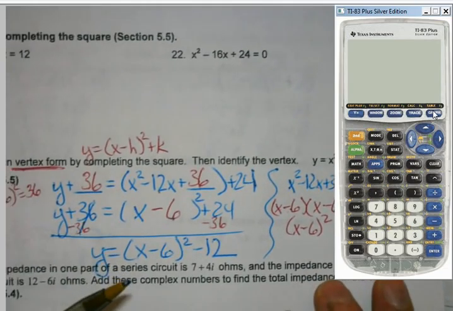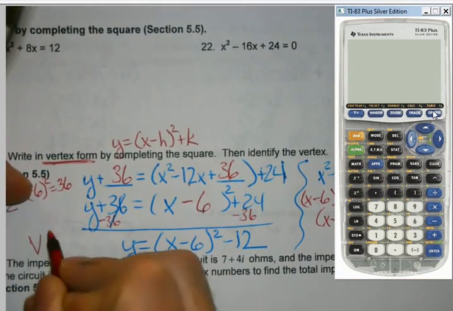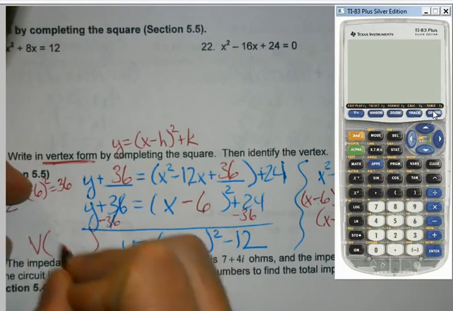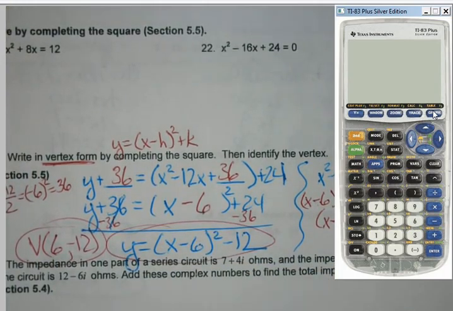And then lastly, it says here to identify the vertex. What would it be for this one? It's 6, negative 12. There's my two pieces.